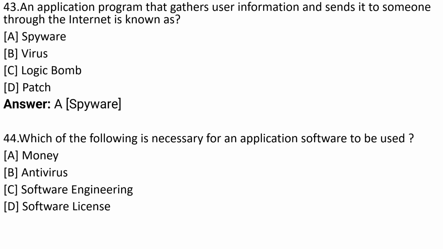Question number 44. Which of the following is necessary for an application software to be used? Option A money, option B antivirus, option C software engineering, option D software license. And the answer is option D software license.